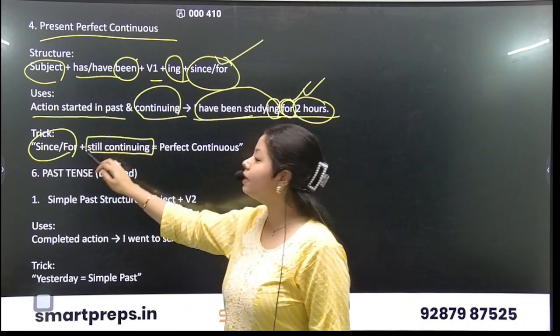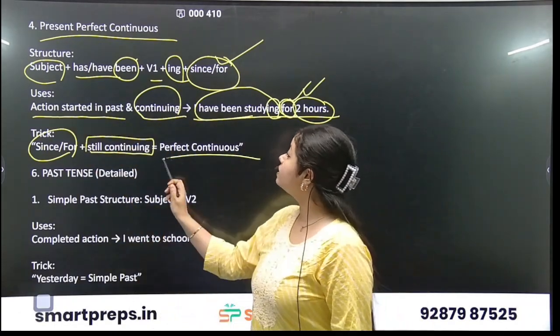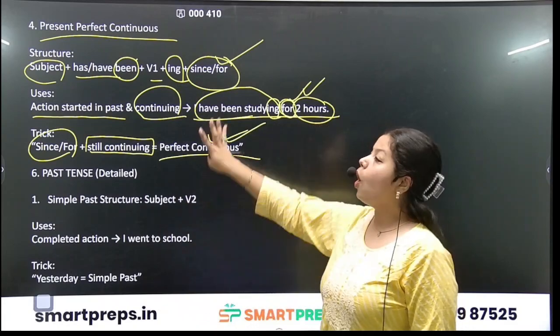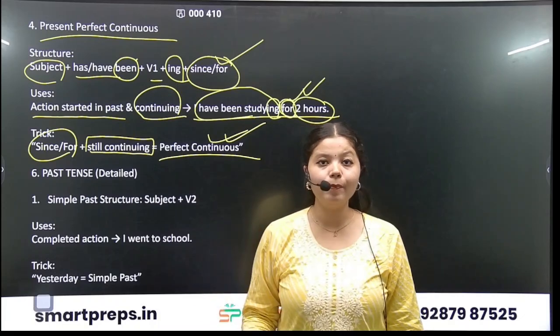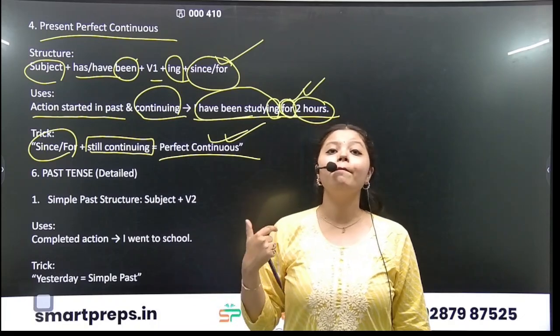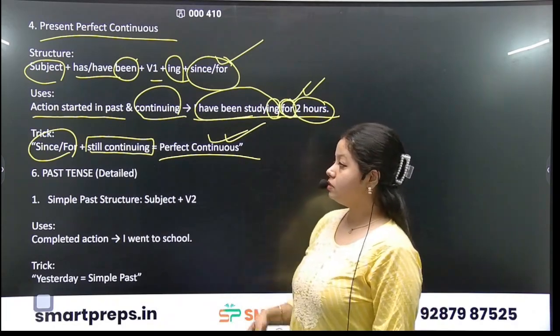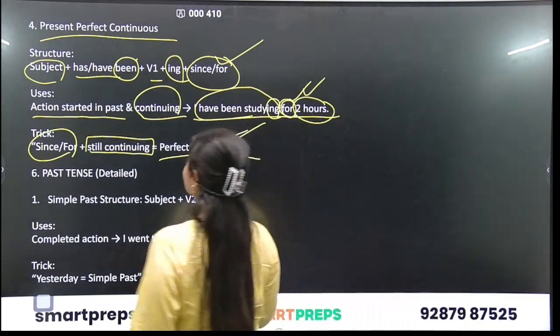Where the action has already begun in the past and we are still continuing it, we'll be using present perfect continuous. So all this we have learned about what? Present tense: simple present, present continuous, present perfect and present perfect continuous. Okay. So now let's move on to the second type of tense, that is past tense.